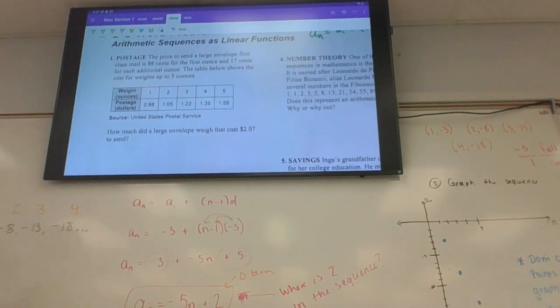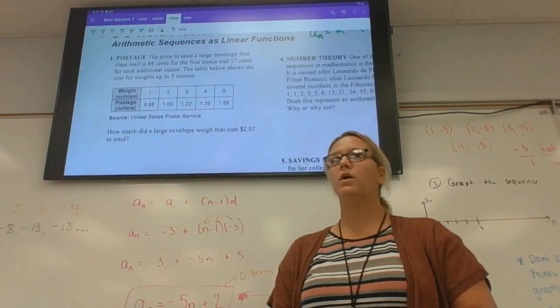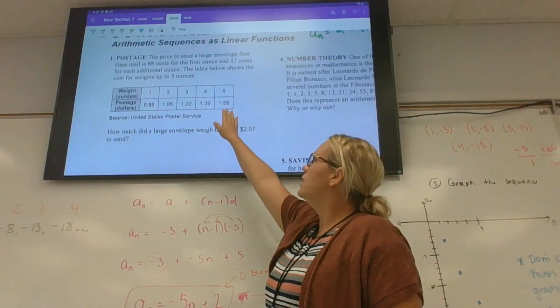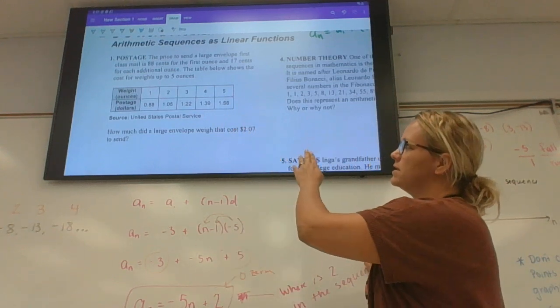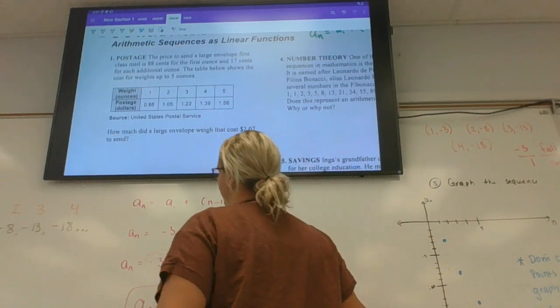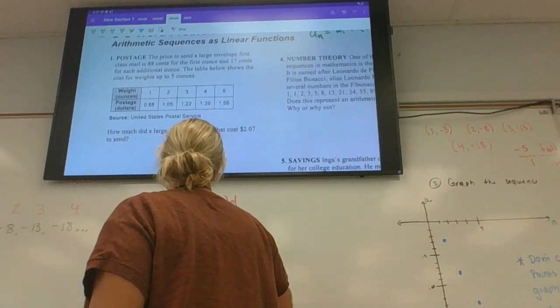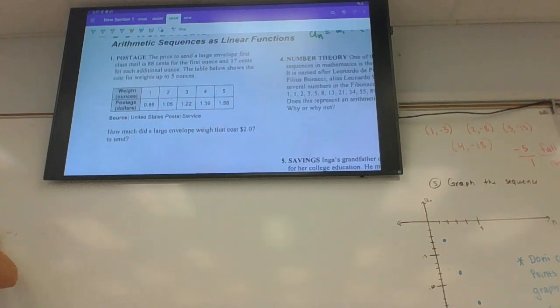$2.07 to send? Well, it would be helpful to have an equation. So it doesn't tell you to write an equation, but an equation would be helpful. Or you could extend the table, right? Keep going until you see $2.07 pop up. Let's do both. Let's see if the equation works as good as extending the pattern.